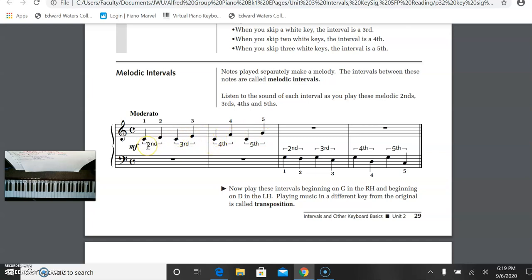Okay. Melodic intervals. They go from one note to the next note. So written out, this whole exercise, we have a second here from middle C to D. Then we have a third from middle C to E. A fourth, middle C to F. Fifth, middle C to G. So it sounds like this.